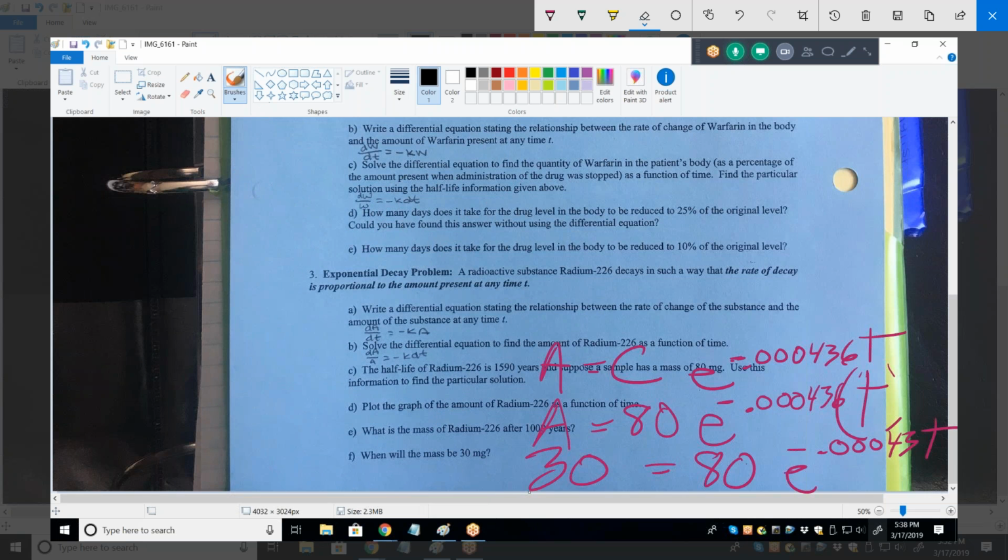So let me see if I can guess on this one. 30 would be a little less than half, so it's got to be a little bit more than 1,590 years. I'm going to guess 1,800 years. It's going to be the natural log of 3/8 divided by negative 0.000436. What's that number?